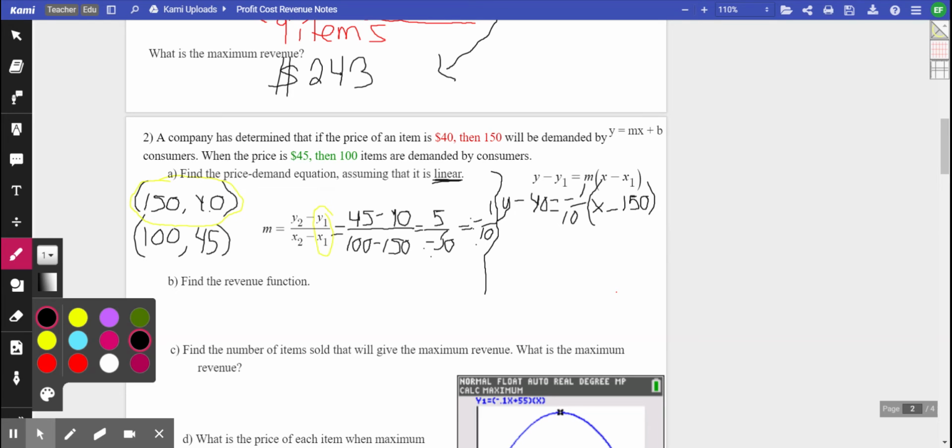Okay, so from here, we do have to convert it in order to figure out what our revenue function is. So to convert this into slope-intercept form, I do have to distribute into the parentheses.